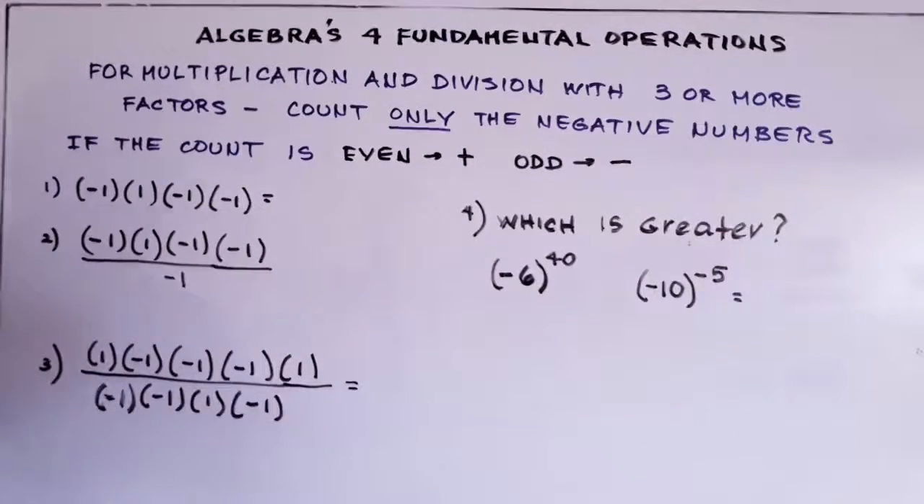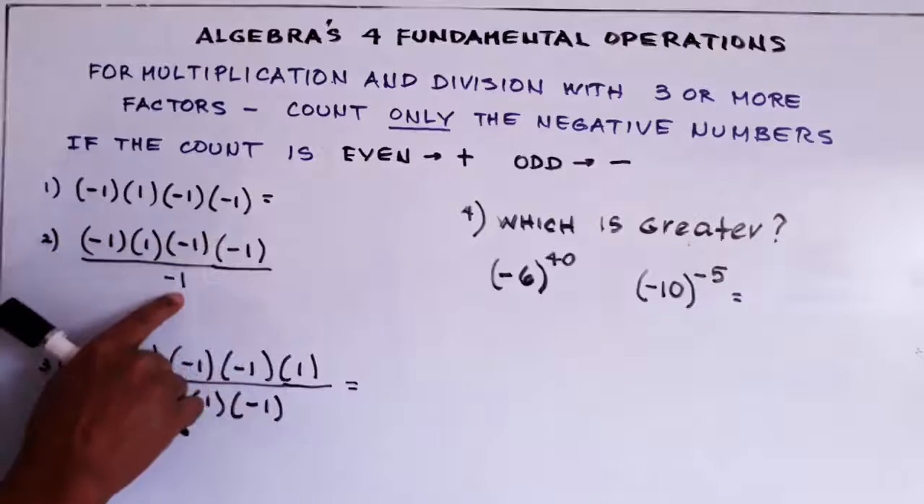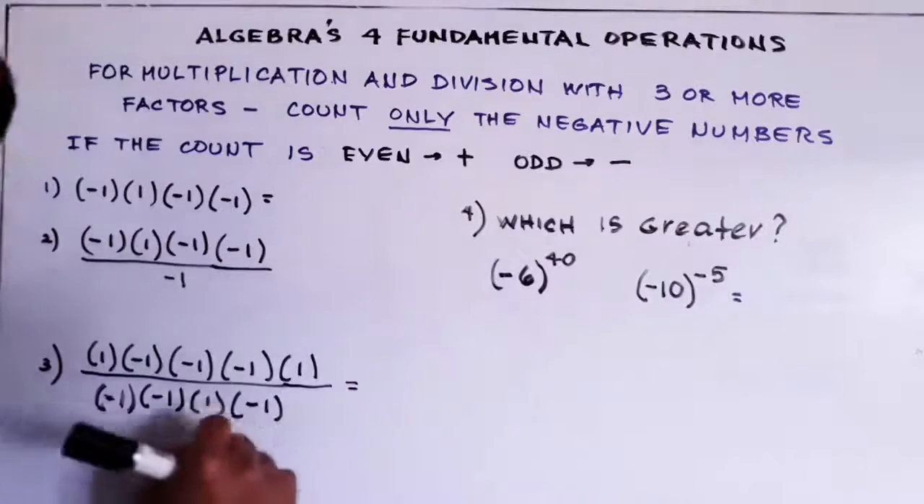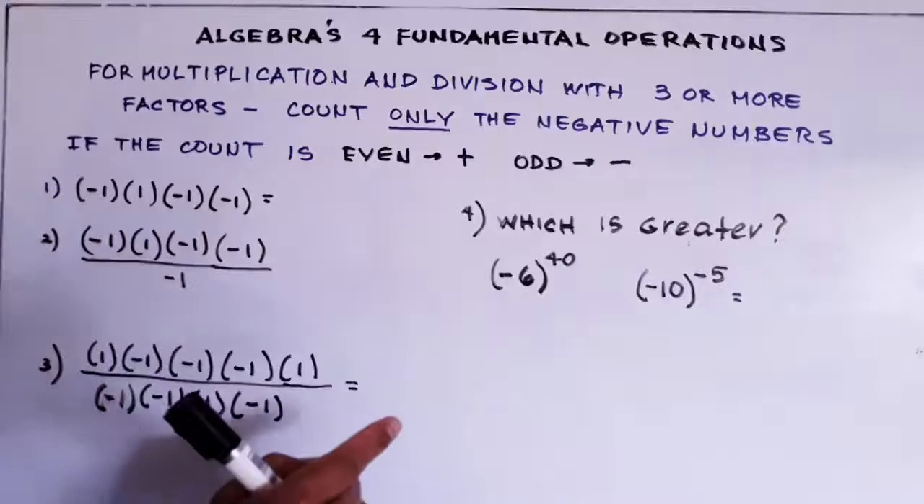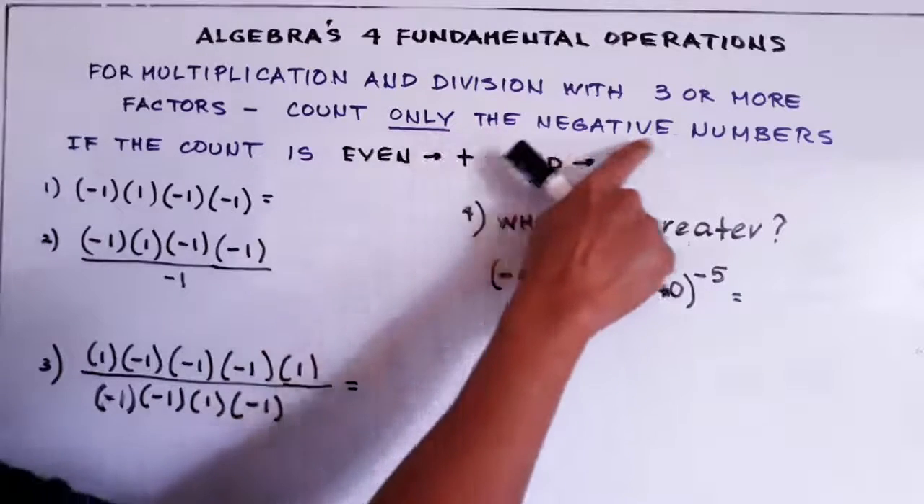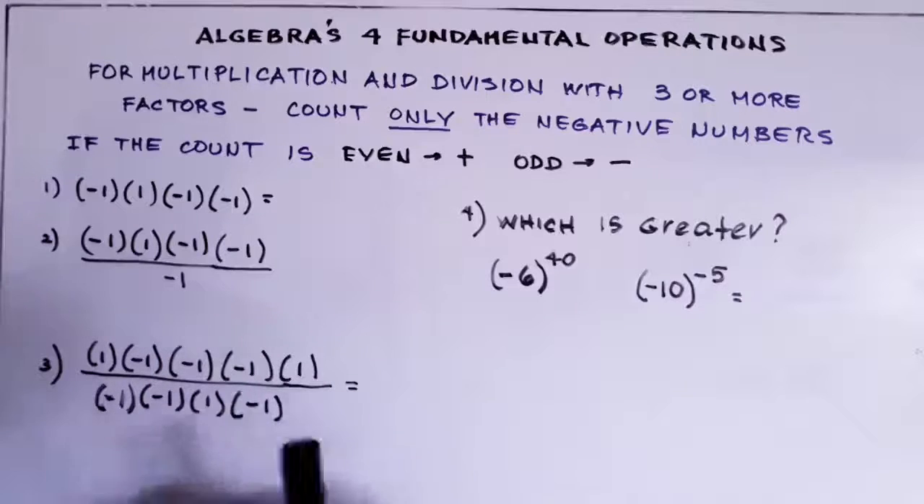Okay, learners, let's have the last one, the division and multiplication. But this time, we have 3 or more factors with negative and positive signs. So what do we do if we have this kind of problem? If you have 3 or more factors in multiplication and division, what you are going to do is just count only the negative numbers. Don't include the count of the positive numbers.